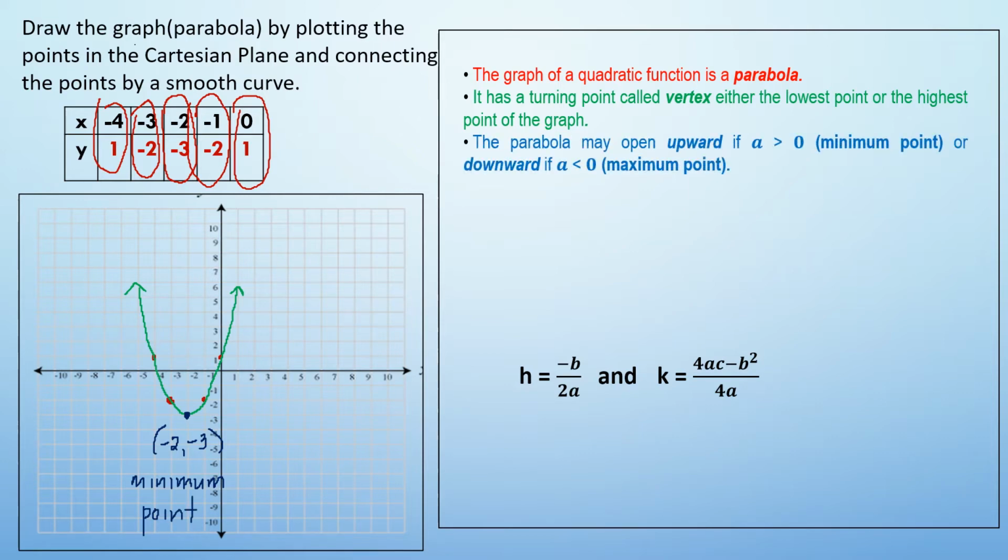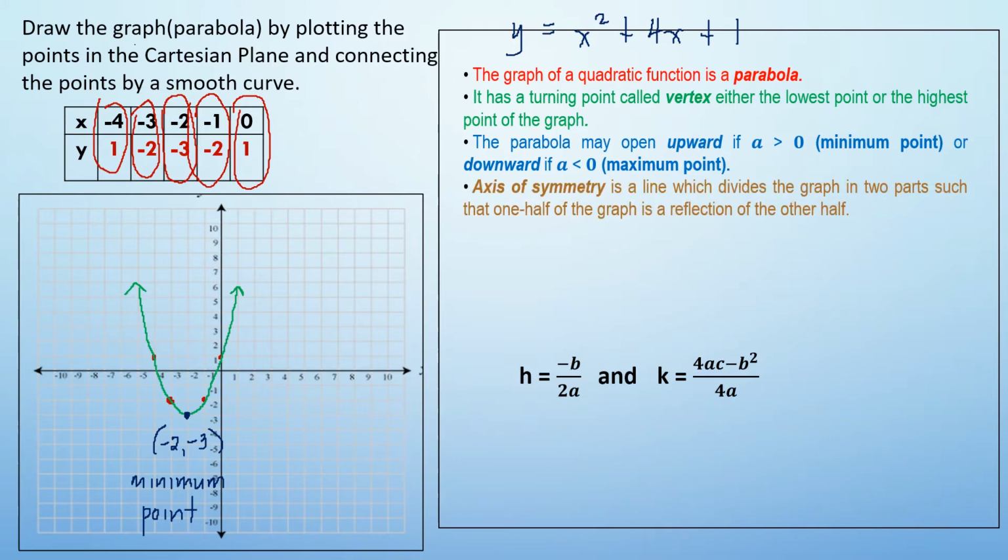The parabola may open upward if a is greater than 0, or downward if a is less than 0. So in the given parabola, since the function is y is equal to x squared plus 4x plus 1, the value of a is positive 1. Since a is greater than 0, therefore the parabola opens upward.